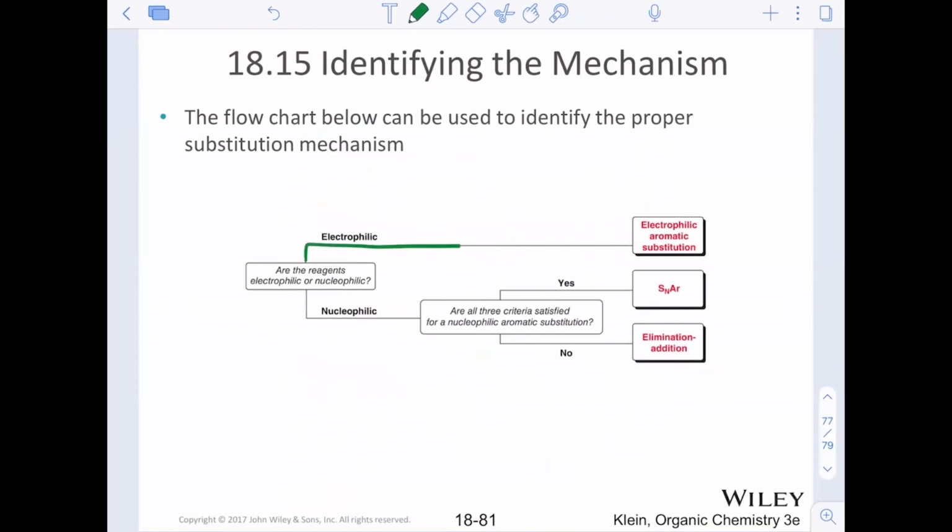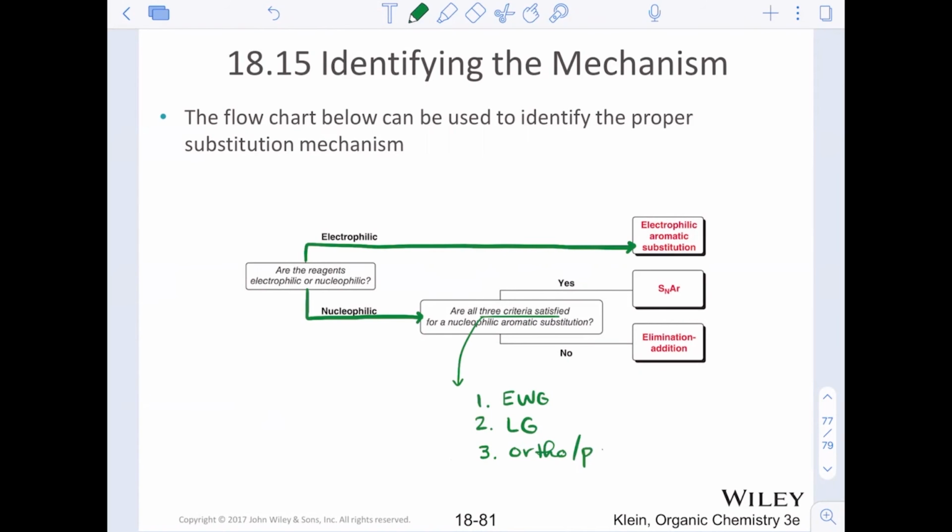If you're using things like acids, that is electrophilic aromatic substitution of benzene. If your reagents are nucleophilic, hydroxide, amide, then are all three criteria satisfied for nucleophilic aromatic substitution? Don't forget the benzene. What are the three criteria? Let's go back. Benzene must possess a strong electron withdrawing group. It must have a leaving group, and they must be ortho or para to each other. Those are the three criteria.